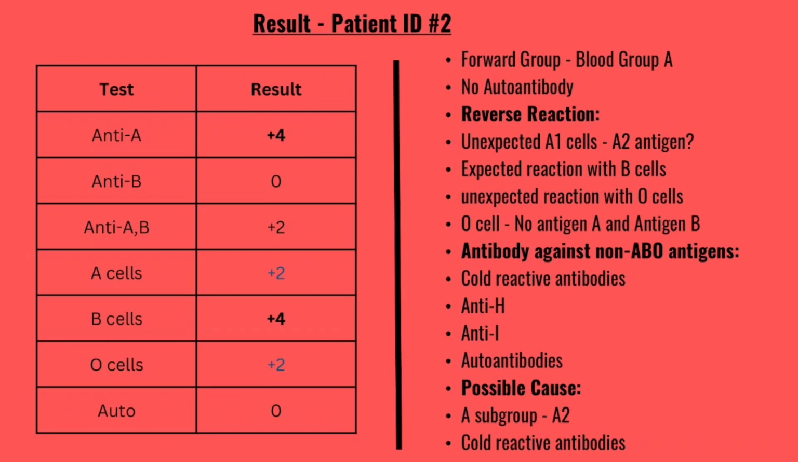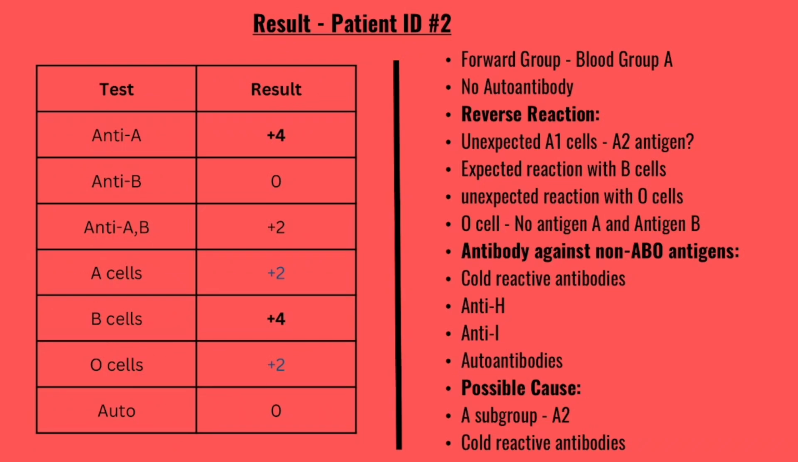It is when they receive it that they can confirm whether this patient is actually A2 subgroup or whether the reaction we are seeing is due to cold reactive antibodies. Now, there can be a number of techniques that they use to sort this out, but once you see this in the lab as a biomedical scientist, because there is no full agreement, your analyzer will not be able to give you the blood group of this patient.